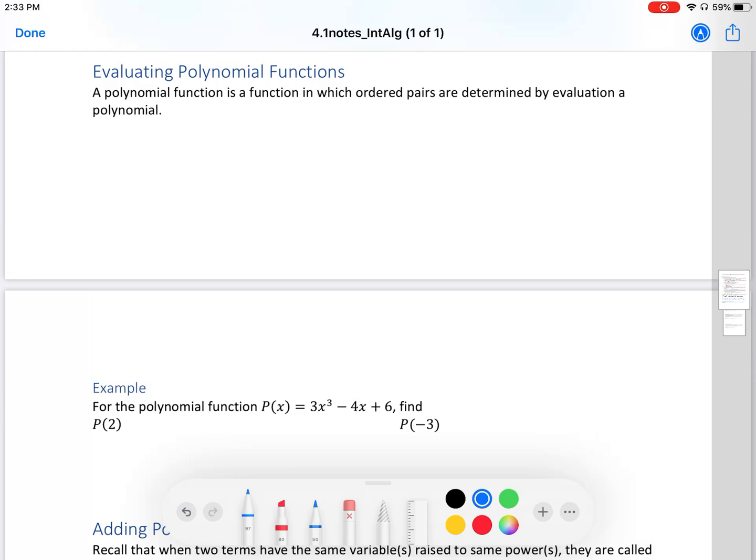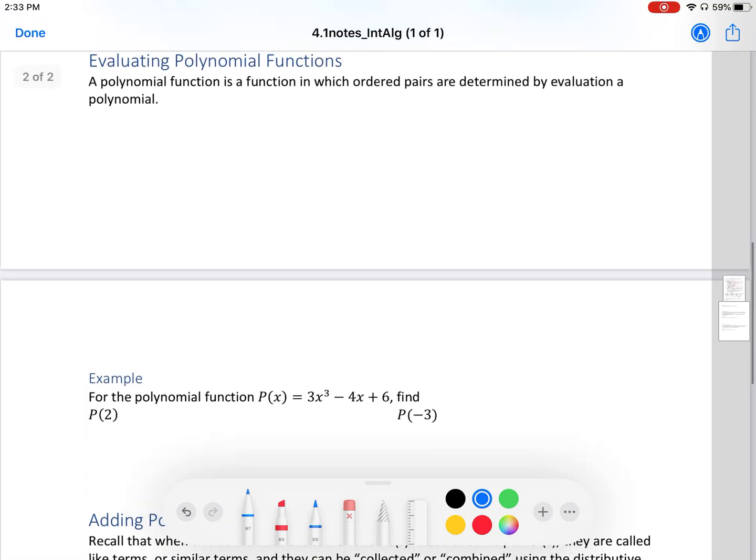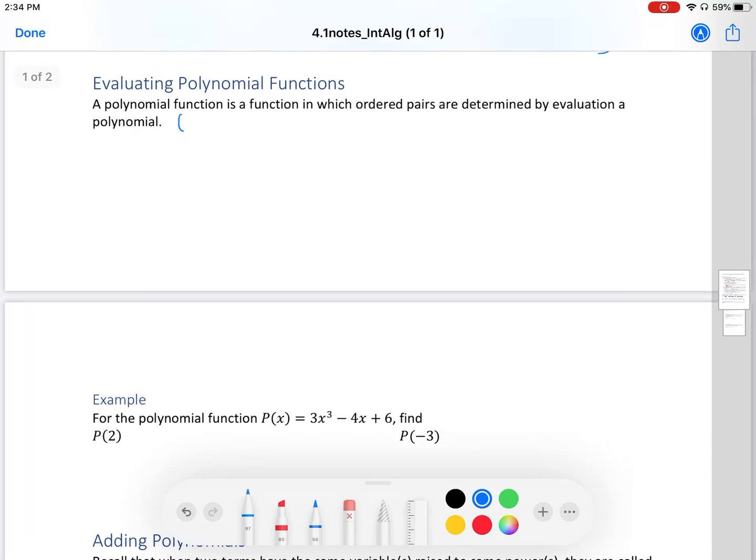Evaluating polynomial functions. A polynomial function is a function in which ordered pairs are determined by evaluation of a polynomial. So in other words, we're just plugging in a value, right? But because we're math students and working with math, we have to be proper. So we say that we're evaluating or substituting.